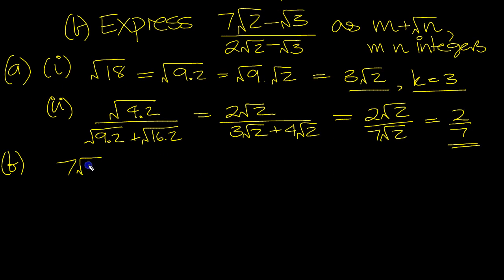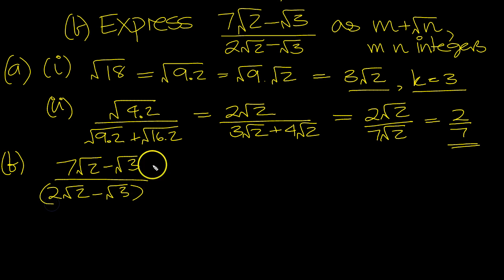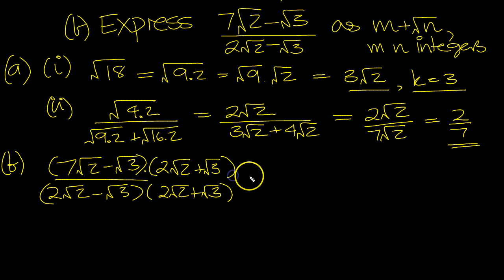So 7 root 2 minus root 3 over 2 root 2 minus root 3. We need to rationalize the denominator here. With more than one term, put a bracket here. So we're going to multiply by 2 root 2 plus root 3, aren't we? Top and bottom. Because we can't change the number, but we can use this trick to remove the awkward surd underneath. So let's have a look then.